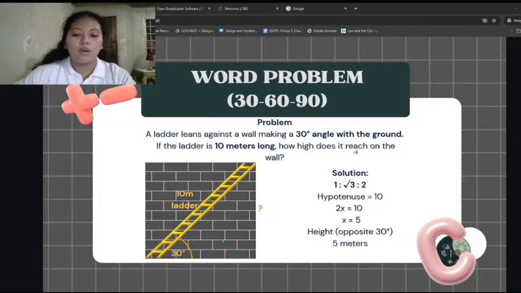So if we split that in half to get the height on the wall, 10 divided by 2 is 5. So the ladder reaches 5 meters high on the wall. That's all. We just match the real thing to our triangle rules.